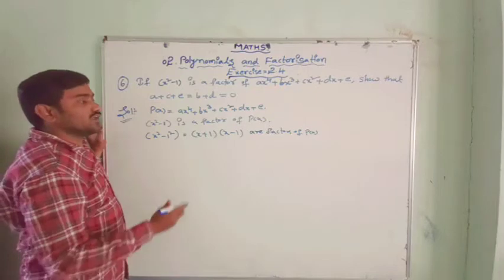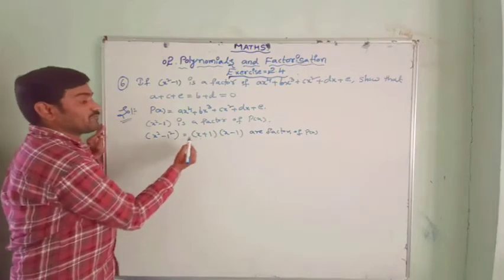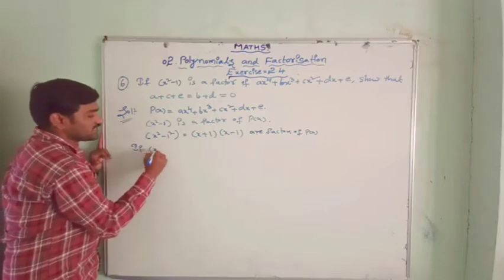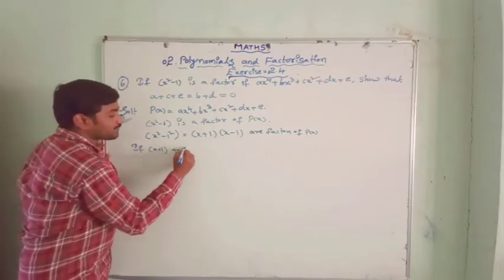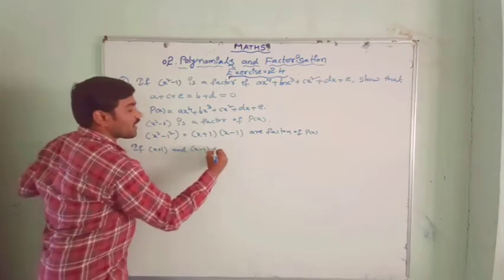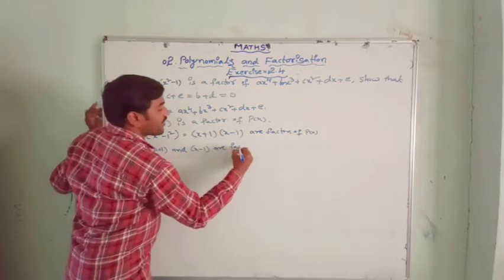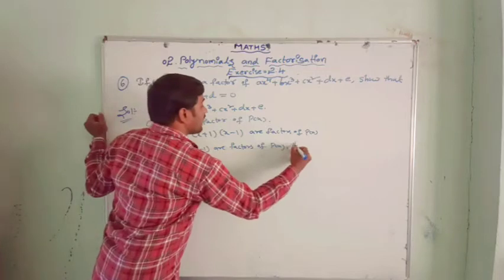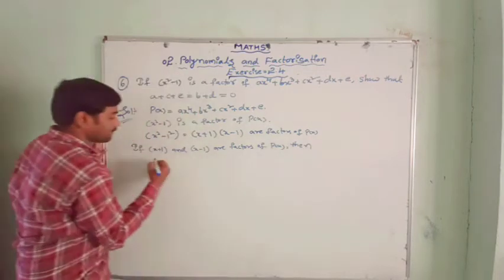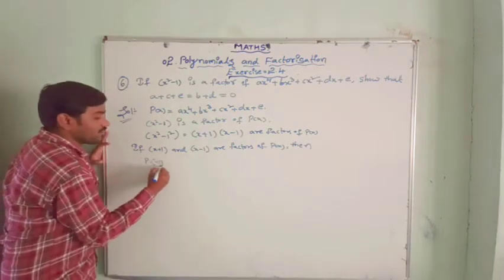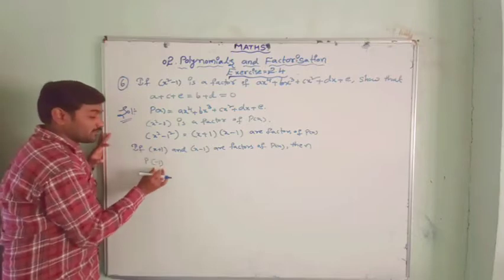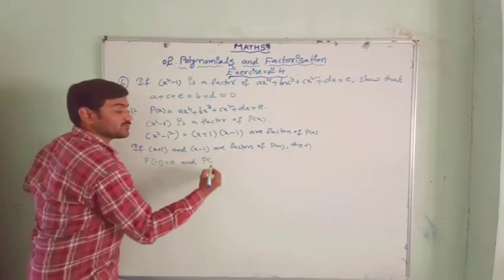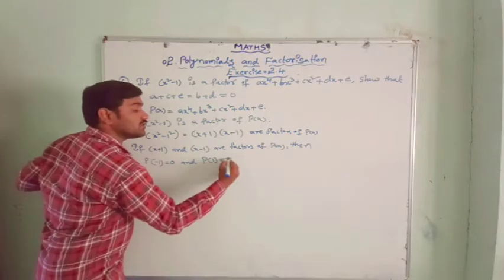So what we have to do is, first of all, let us take: if x plus 1 and x minus 1 are factors of p of x, then for x plus 1 we get p of minus 1 equal to 0, and for x minus 1 we get p of 1 equal to 0.